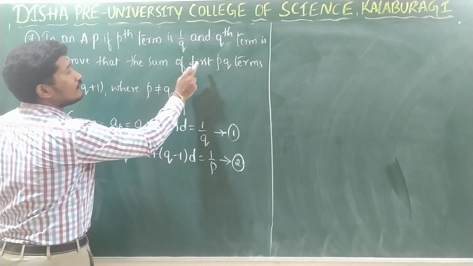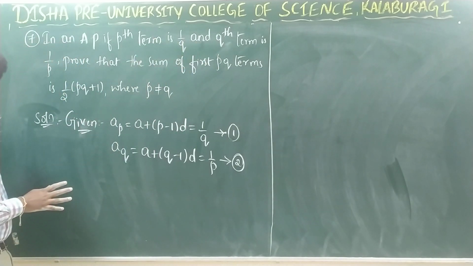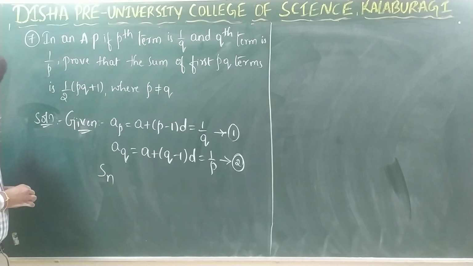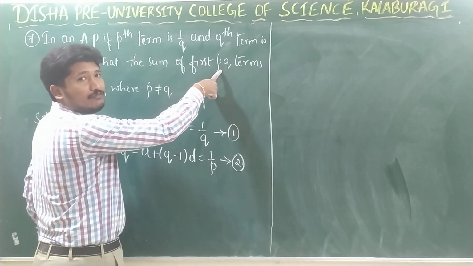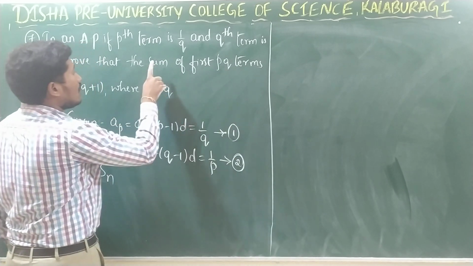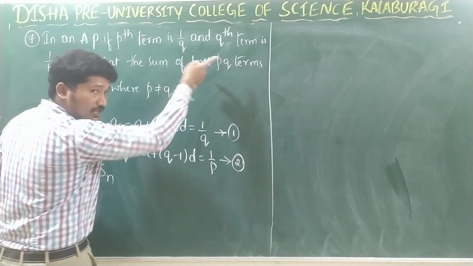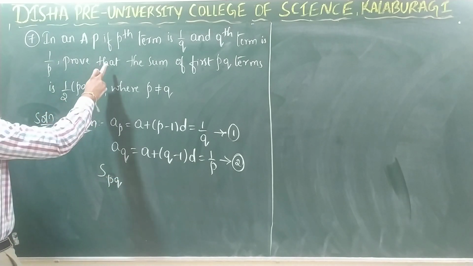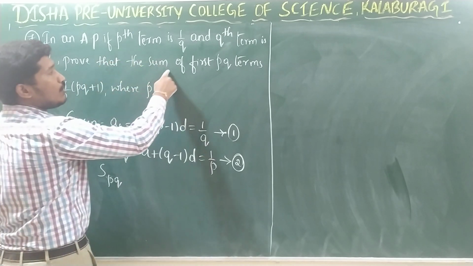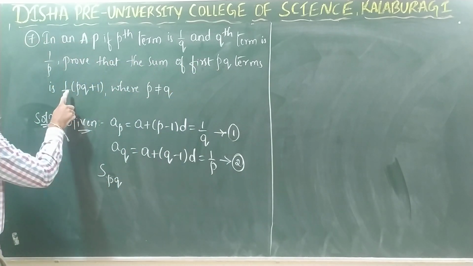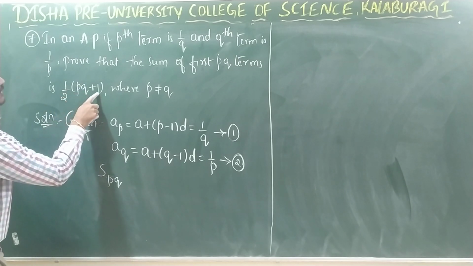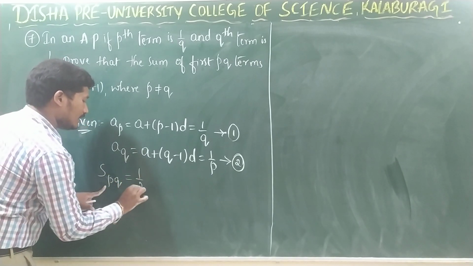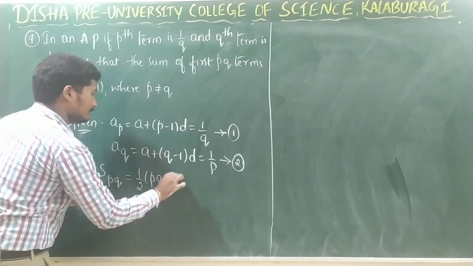the sum of first pq terms, right? Sum of first n terms is given by what? Sn. Here in place of n, what do we have? We have p into q. Sum of first pq terms. So in place of n, we will get pq. Right? So we have to prove that sum of first pq terms is 1 by 2 into pq plus 1. I have to show that Spq is equal to 1 by 2 into pq plus 1.